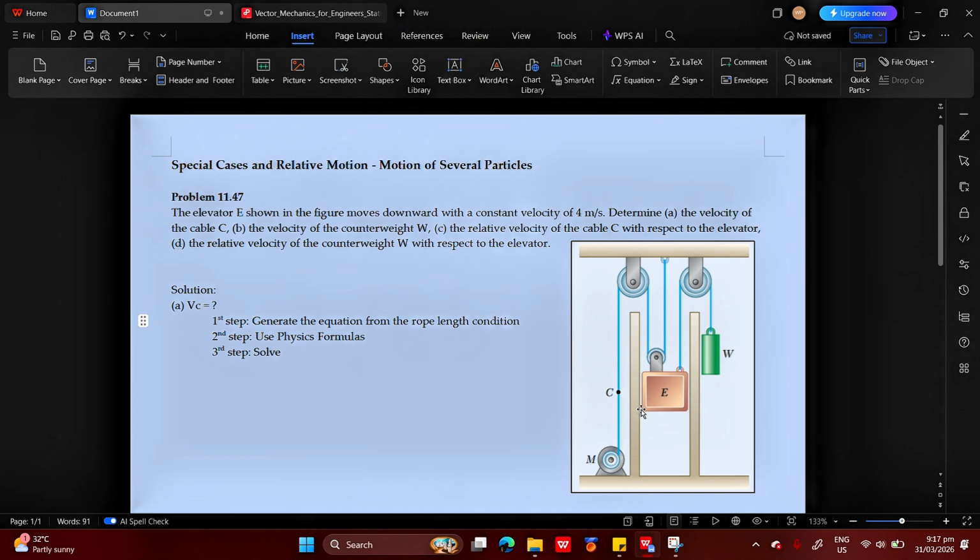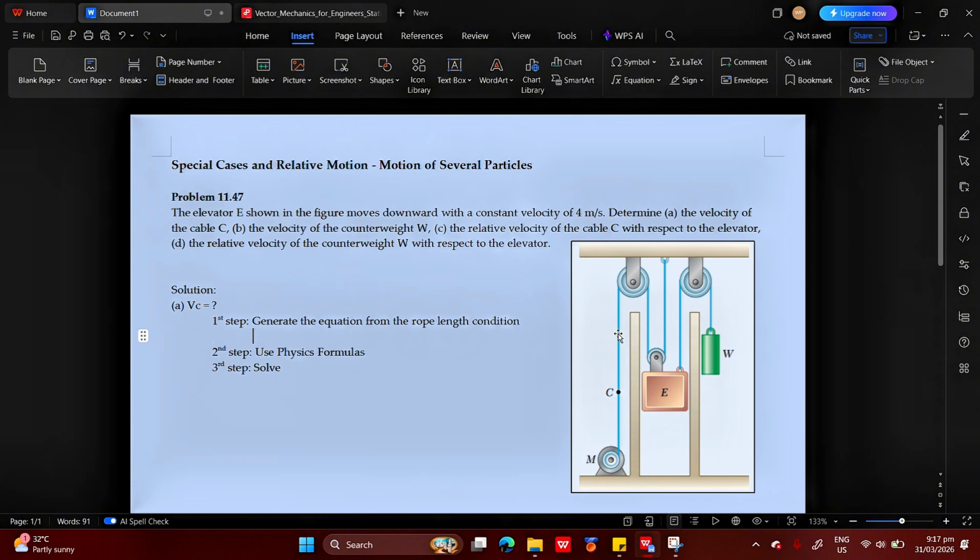If E is going downward by 4 meters per second, expect that W will not move by 4 meters per second and point C will not move upward by 4 meters per second, because the object E has 3 ropes connected to it, and W and C are only along one rope. So expect that they do not have the same velocity as particle E. So in that case, just follow the first step first.